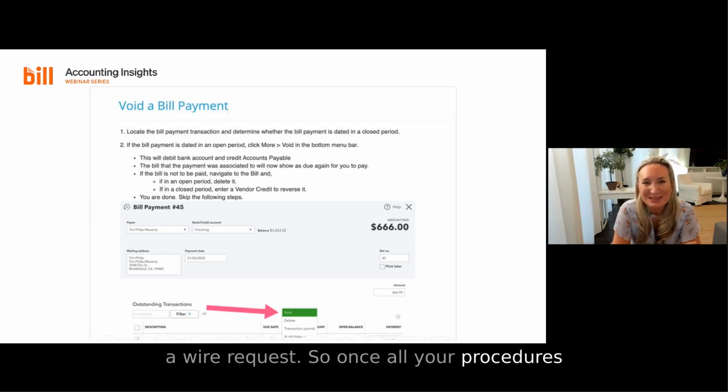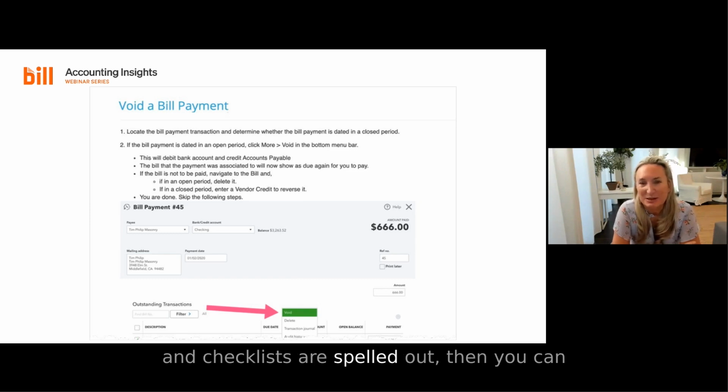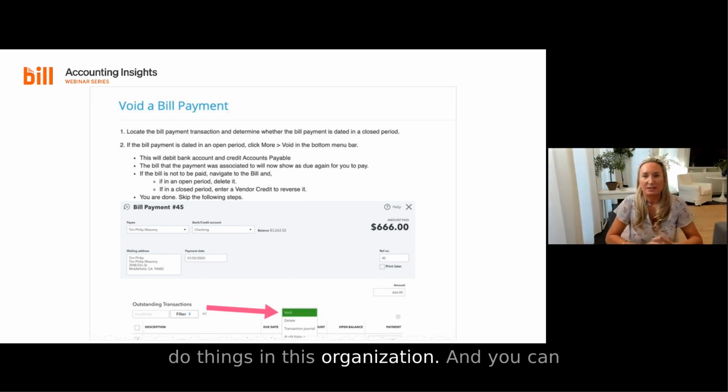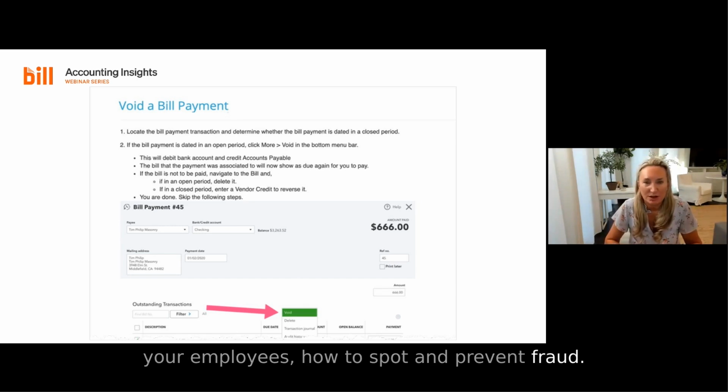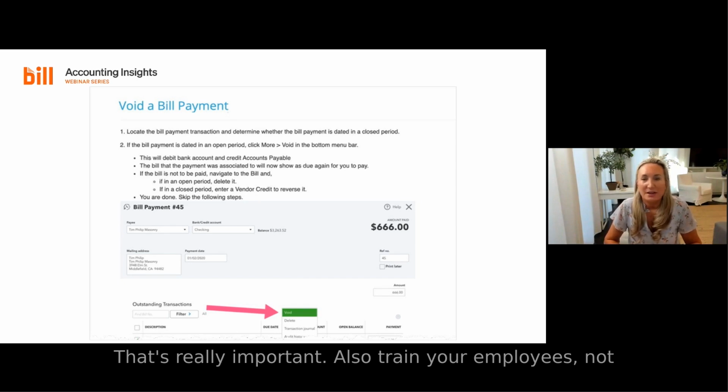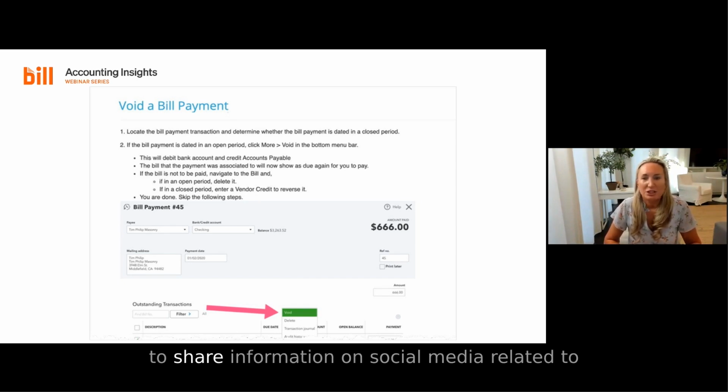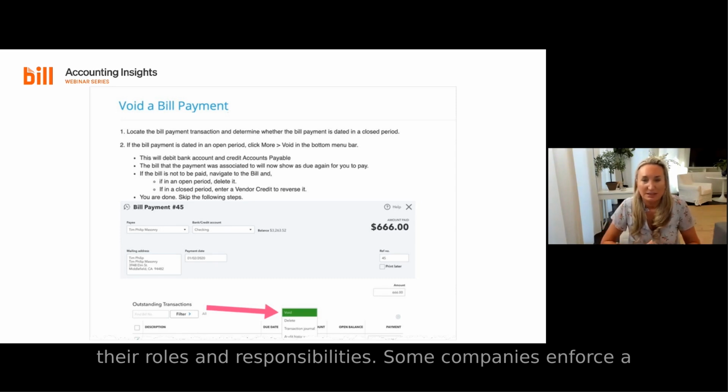So once all your procedures and checklists are spelled out, then you can train your employees that this is how you do things in this organization. And you can discuss the purpose of your procedures and train your employees how to spot and prevent fraud. That's really important. Also, train your employees not to share information on social media related to their roles and responsibilities.